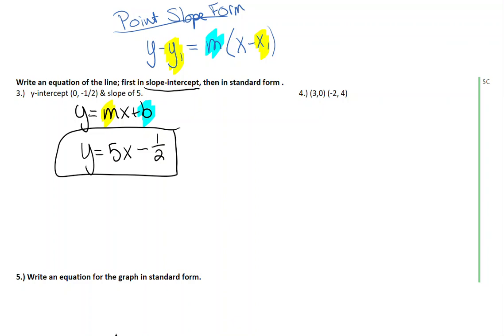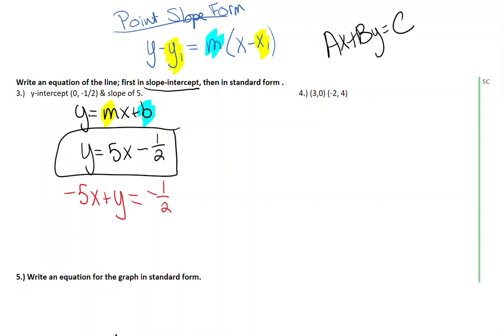The second thing that we're going to do is we want it in standard form. Now remember, standard form is ax plus by equals c with all integers. So what we're going to do is subtract 5x from both sides, and we get this.